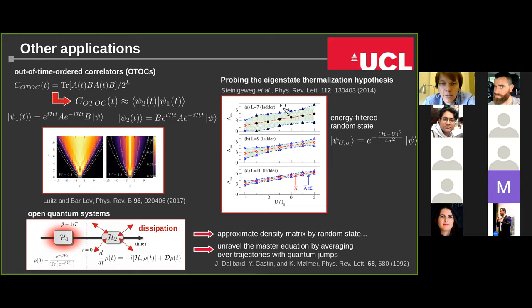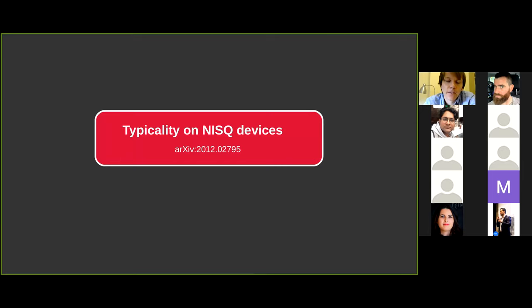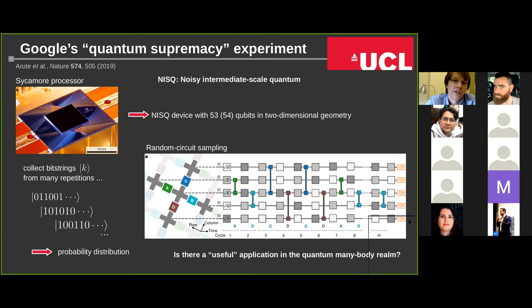Great. So these are basically the applications I wanted to highlight. There are other things that you can do with typicality and with random states. For example, you can also look at thermodynamic quantities, such as the specific heat at finite temperature for some spin system, say. But this is not what I want to talk about here. Now I want to turn to potential applications of random states on these upcoming noisy intermediate-scale quantum devices. The motivation for this project comes from the quantum supremacy experiment of Google that I'm sure many of you have seen or even read the paper.